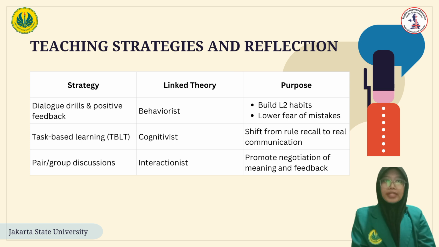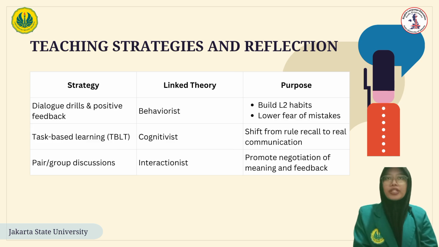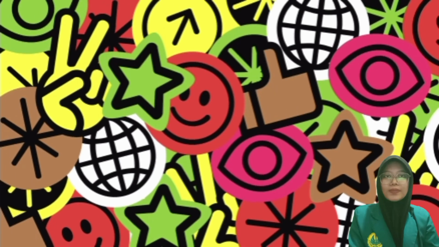Based on these theories, there are several teaching strategies that could help Andi. First, through dialogue drills, Andi can form new speaking habits with positive reinforcement. Text-based learning allows him to use English meaningfully, helping to connect his mental knowledge to real communication. And group discussions give him the social context needed to negotiate meaning, learn from peers, and overcome anxiety. These strategies, when combined, can help Andi move from a rule-based learner to a more confident communicator.